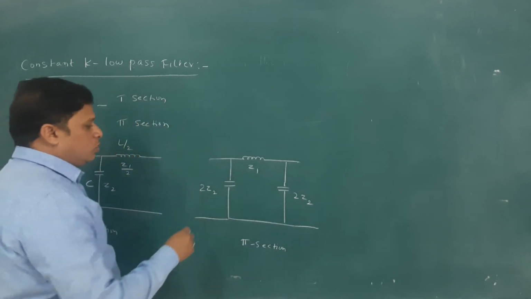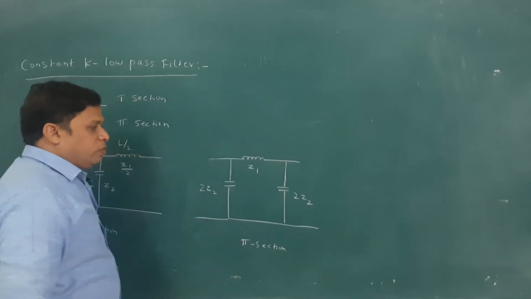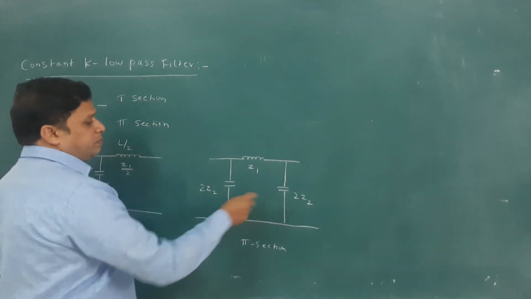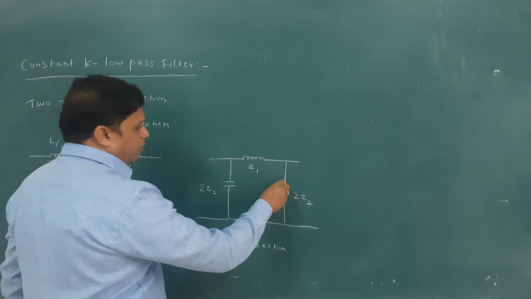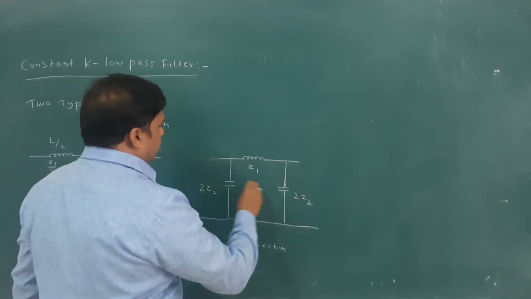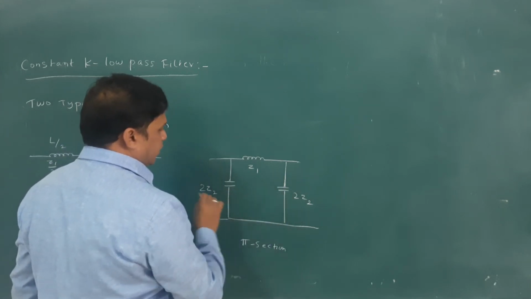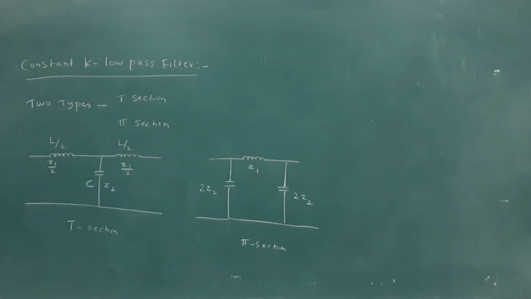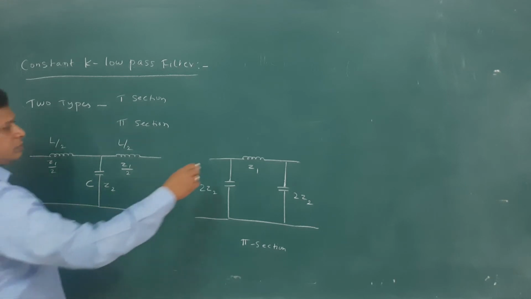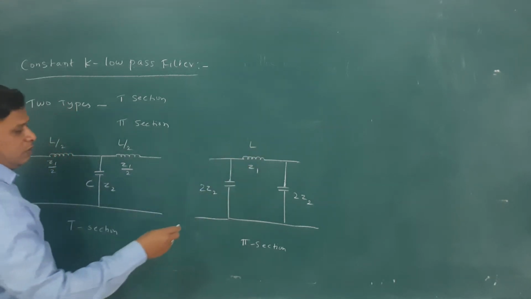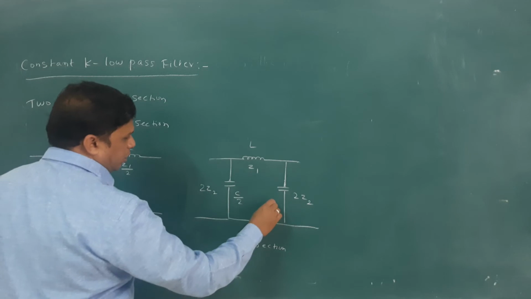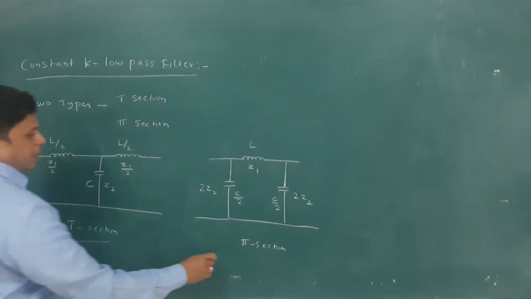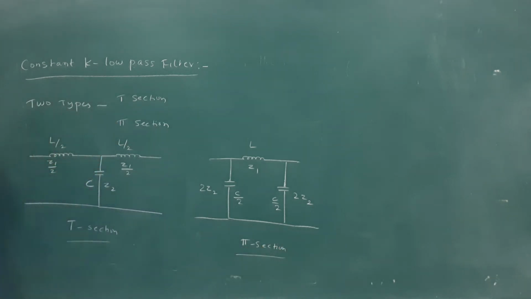Why? Because 2 into Z2 into Z2 by Z2 plus Z2 gives only Z2. If it is in parallel, you will get only Z2. By doing the parallel simplification, you will get only Z2 here. And this is series, so you write Z1 only. And this Z1 is nothing but your L, and this is C by 2 and C by 2. So connecting like this for the T section and pi section filters.